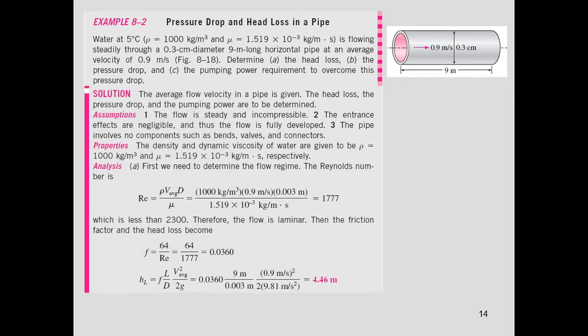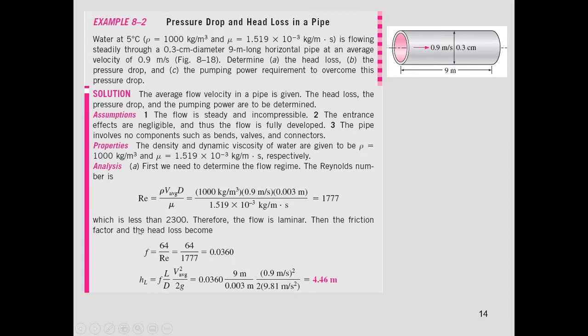So first you need to calculate the Reynolds number to confirm the type of flow. Reynolds number is equal to rho V d over mu. The density is 1000, V is 0.9 meter per second as given, and the diameter is given as 0.3 centimeter. You convert into meter, then you get 0.003 meter, and this is the mu. When you calculate, you get the Reynolds number equal to 1777, and it is less than 2300. So you can confirm now the flow is laminar.